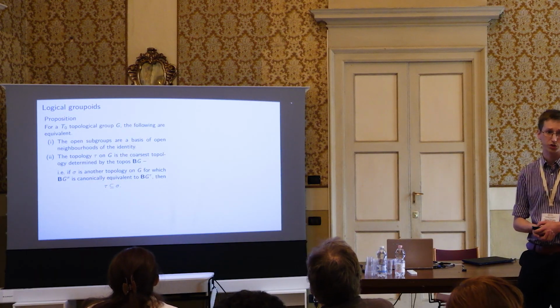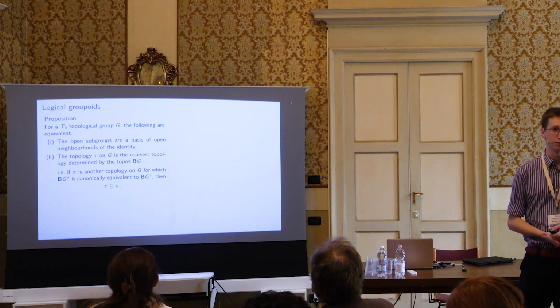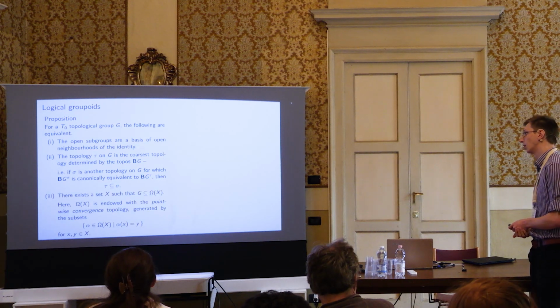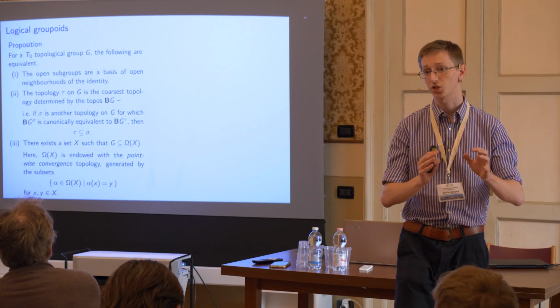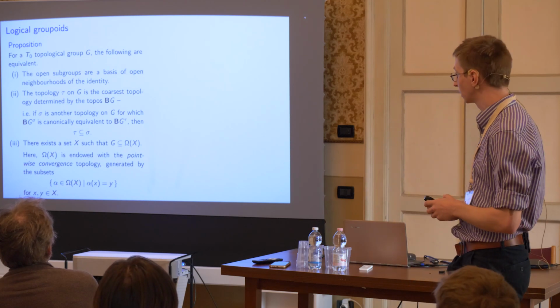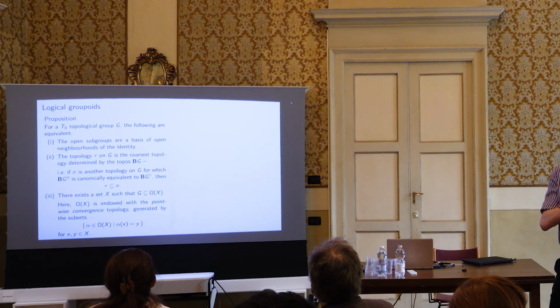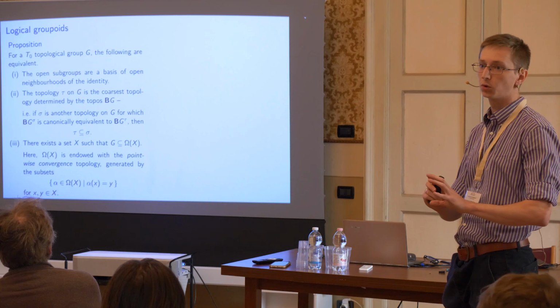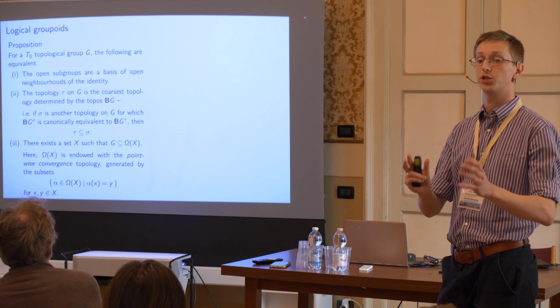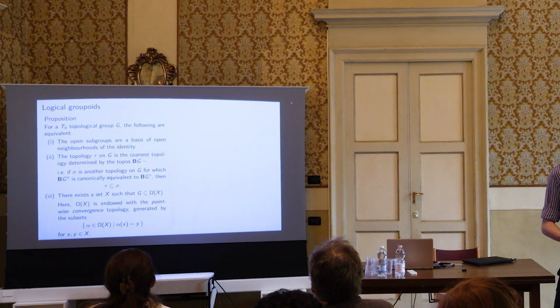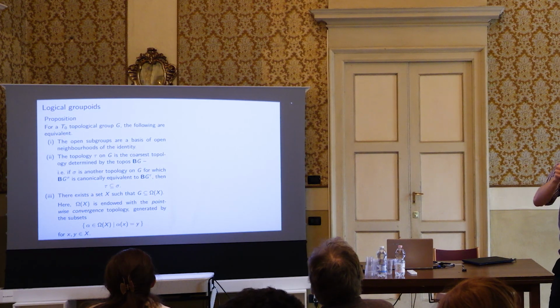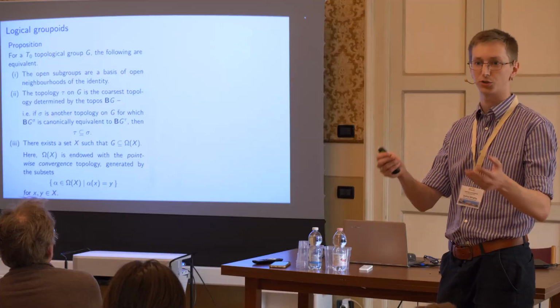And then the last condition should maybe signify why the word logical is being thrown around. The other equivalent condition is there exists some set such that our topological group is a topological subgroup. It is a subgroup endowed with a subspace topology for the group of permutations on that set, where we endow that group with the pointwise convergence topology. That is the topology which is generated by cosets of stabilizers of finite tuples of that set.